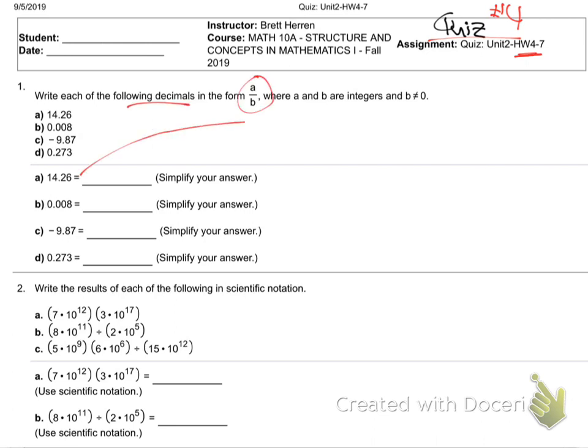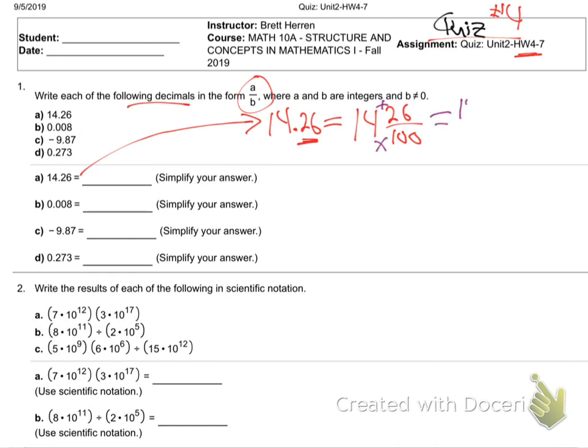So let's take 14.26. How do we make that into a fraction? Well, it's 14 and 26 over 100, isn't it? Because, right, this 26 ends in the hundreds place. Now, how do you convert that to a normal fraction? You multiply the bottom and add the top.